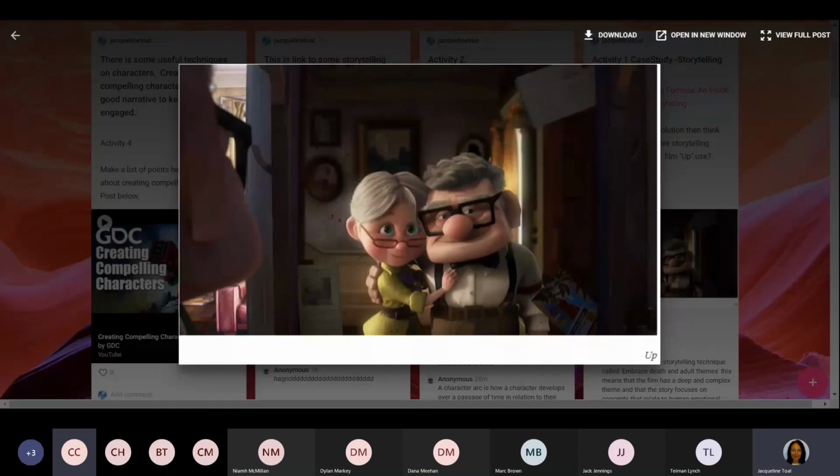The film Up uses a storytelling technique called embrace death and adult themes. This means that the film has a deep and complex theme, and that the story focuses on concepts that relate to human emotional development. The main character is shown his emotional development after his wife passed. The film also explains emotion without a lesson, which means the film promotes emotional responses from the audience and explains those emotions, which teaches the audience emotional understanding.